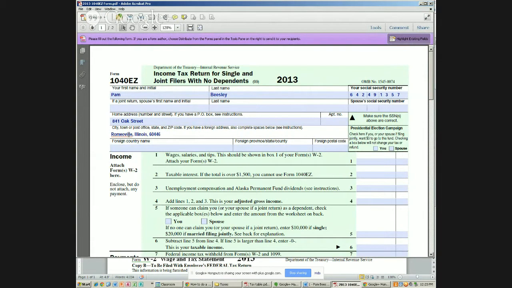Alright. Next line. Foreign country name, don't have it. Don't have the province, don't have the foreign zip code. Also, the presidential election campaign. Would you like to donate money to the general fund of campaign? It won't really affect you. It's usually like $3. In fact, it says that. $3 to go to this fund. I always check no. Some of you guys might want to check yes. For all purposes here, just hit no. Check no.